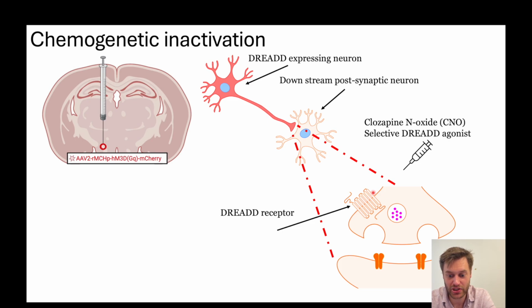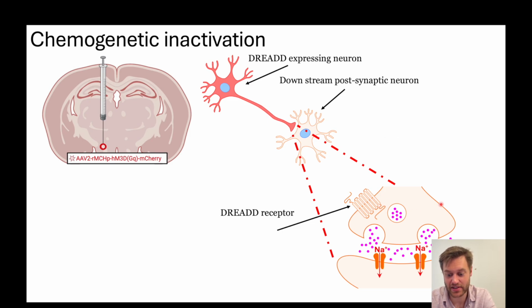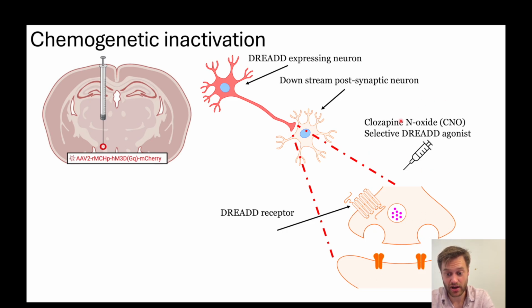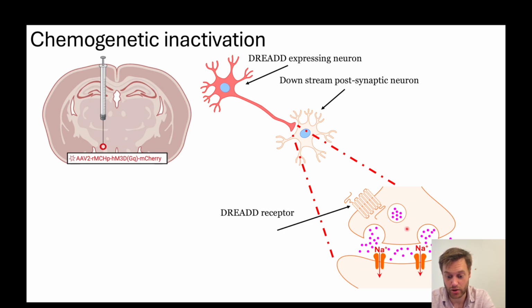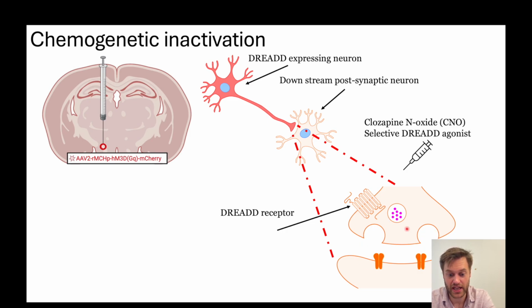So here you can actually see the DREADD receptor. Like I said, it's a 7 transmembrane protein. It's coupled to a G protein. And in this case, the diagram that I'm trying to show you here is that we have a neuron that's releasing neurotransmitter. I then inject clozapine N oxide, which is the selective DREADD agonist, and it inhibits that neurotransmitter release. Okay, so that's what this is trying to show you.